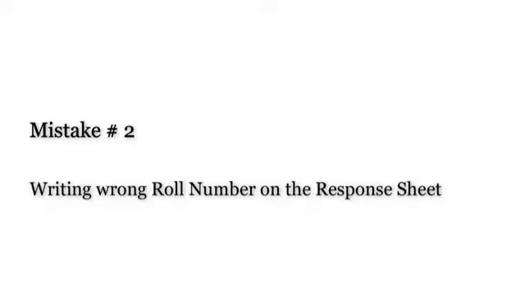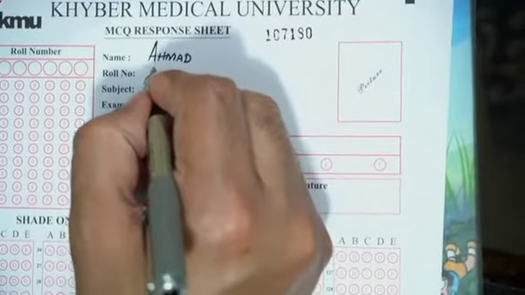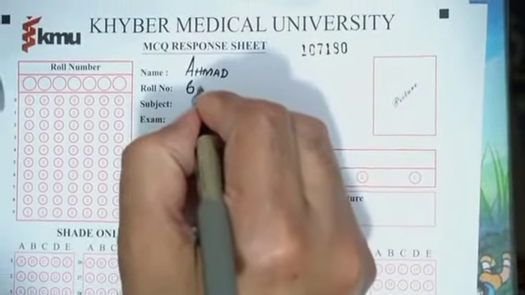In this case, the students write a wrong roll number on the response sheet. For instance, the actual roll number of the student is 65321104, but the student writes 6532401 on the response sheet.